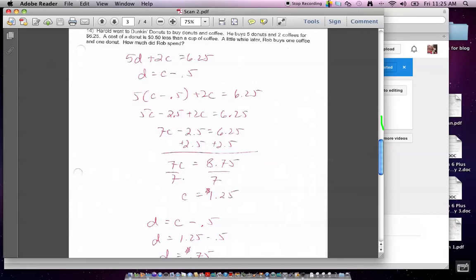Harold goes to Dunkin' Donuts, buys coffee and donuts. He buys 5 donuts and 2 coffees for $6.25. So look, ready? 5 donuts plus what? 2. 2 coffees is what? $6.25. I don't think that's hard.